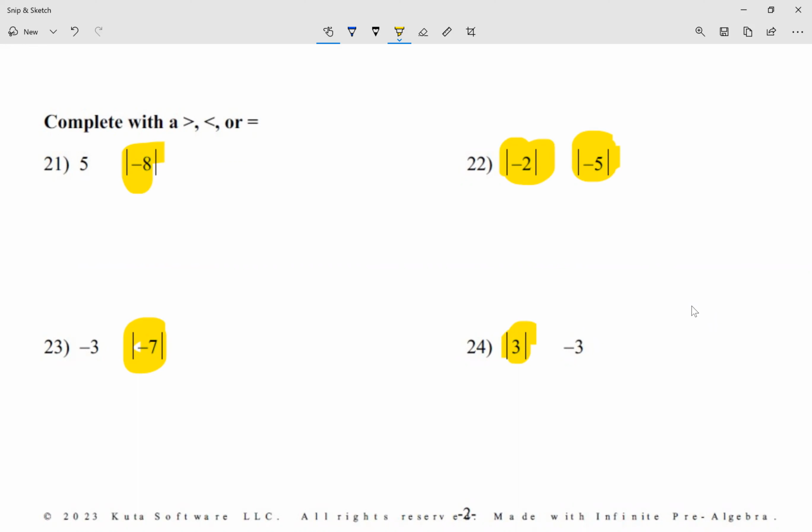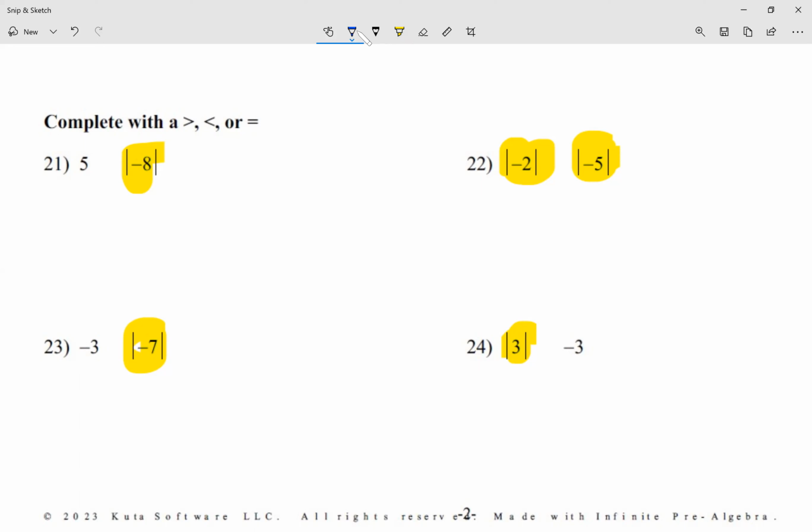So it doesn't matter whether the number inside is negative or positive to begin with, the absolute value is going to convert that number into positive. Remember how I always said distances are always positive. So absolute value is basically distance. So it doesn't matter if it's negative or positive to begin with, the number inside the absolute value sign will be converted into a positive value.